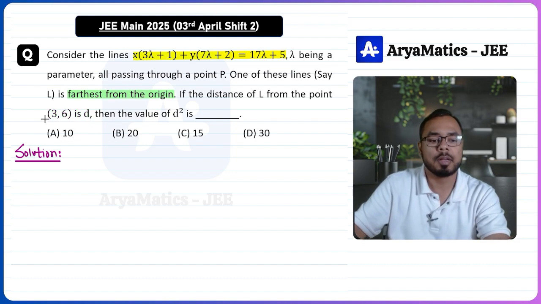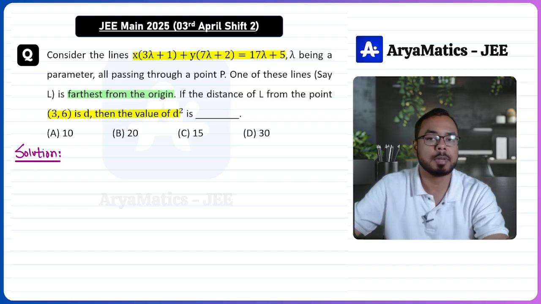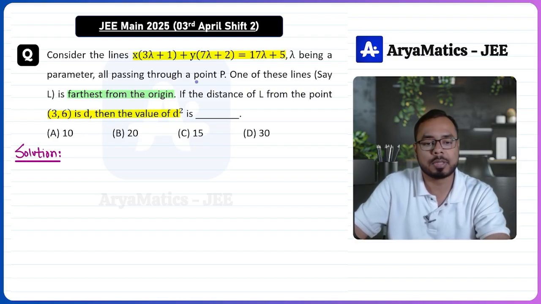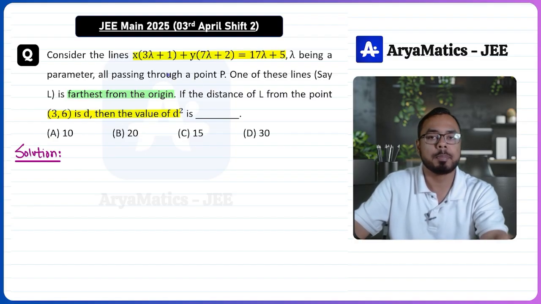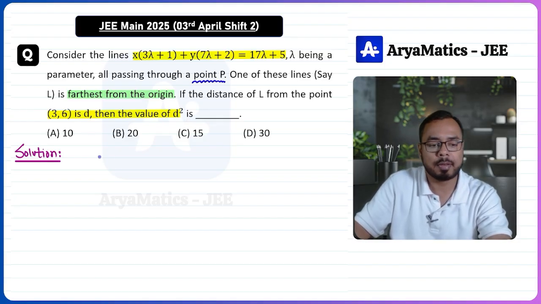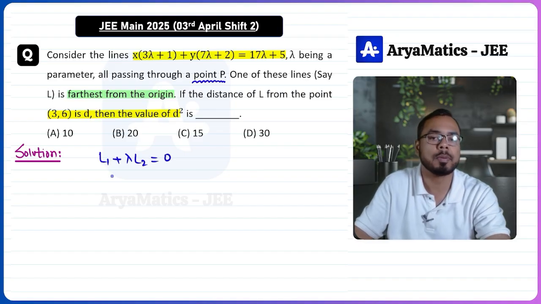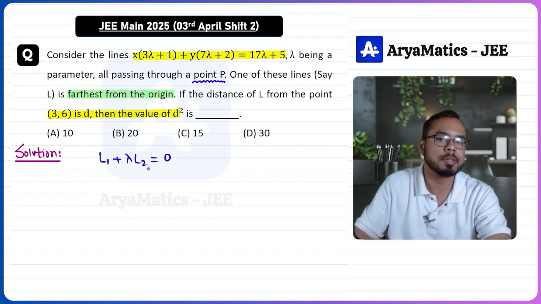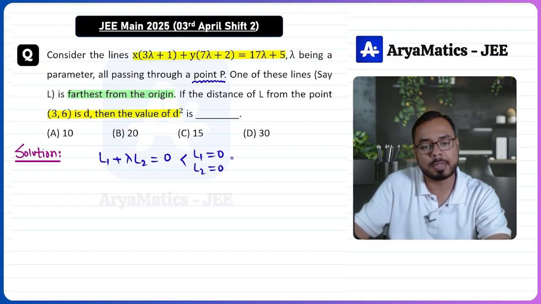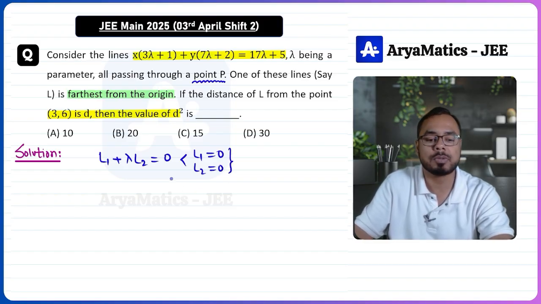square. Now, as you can see, the given equation is representing a family of concurrent lines. It is also given in the problem that all of those lines are passing through this point P. Now, we know that a family of lines represented by the equation L1 plus lambda L2 equals 0 represents a family of concurrent lines, and the point of concurrency is the point of intersection of the two lines L1 equals 0 and L2 equals 0.